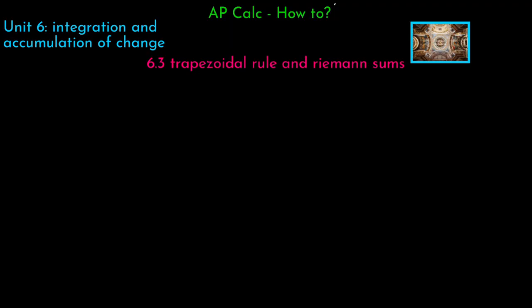A limit of a Riemann sum is an approximation, but as the number of rectangles increases, the approximation gets more accurate. That's basically the concept that we're going to be going over today.